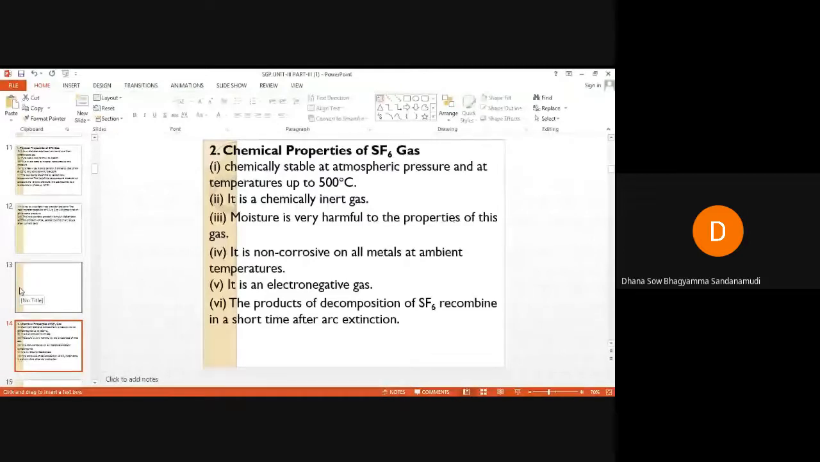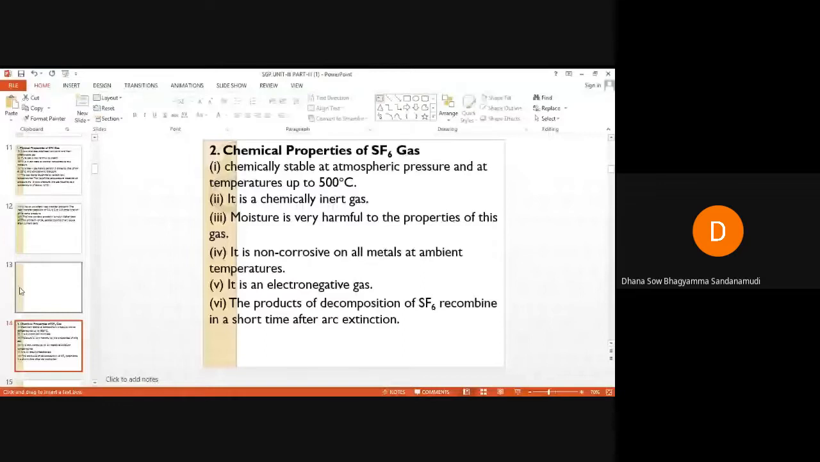Okay, so the products of decomposition of SF6 recombine in a short time after arc extinction. The SF6 gas, when it comes in contact with the arc in the circuit breaker, just decomposes. And later on, as soon as the arc is extinguished, it recombines. So the products of the decomposition of SF6 recombine in a short time after arc extinction, and during the arc extinction process, SF6 will decompose.